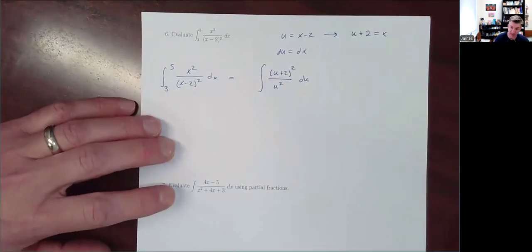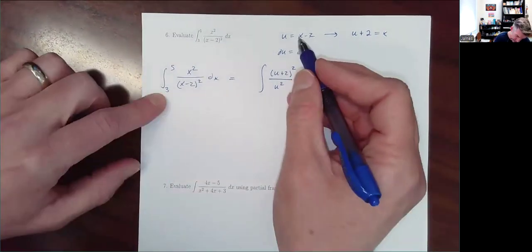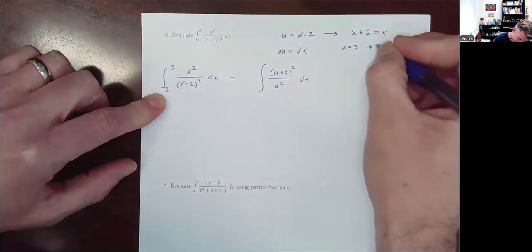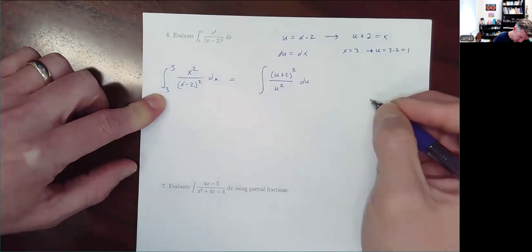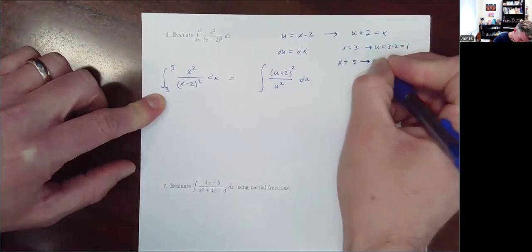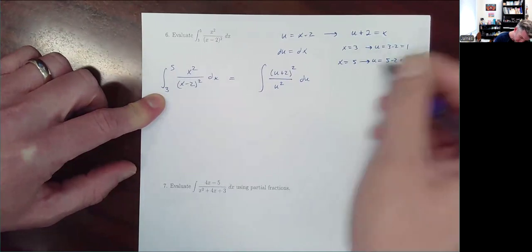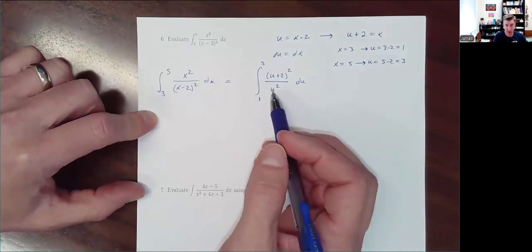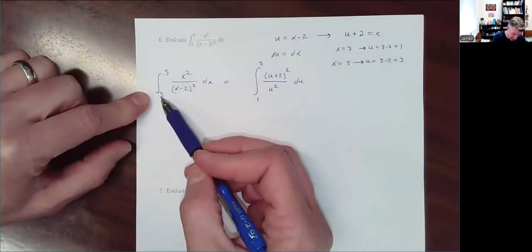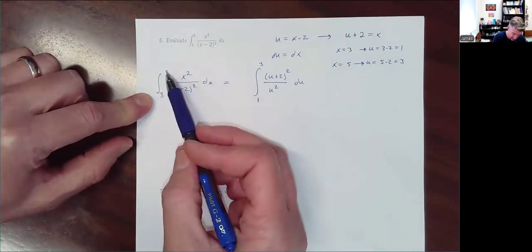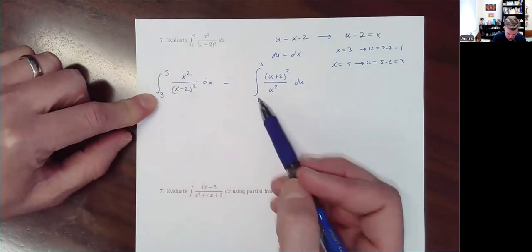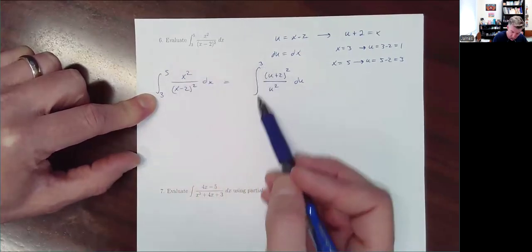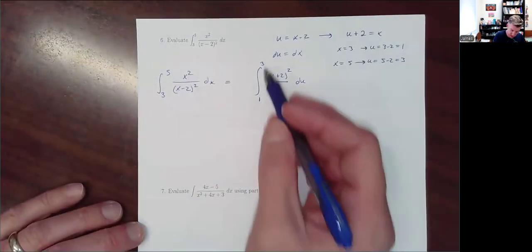And then I should also change my limits of integration. If x is 3, u is 3 minus 2, so u equals 1. And if x is 5, u is 5 minus 2, which is 3. Make sure they're in the corresponding order. Just for example, if x equal to 3 had given me u equal to 3, and x equal to 5 had given me u equal to 1, I would write it 3 to 1, even though it feels like it's out of order. These always have to correspond to the corresponding x values.